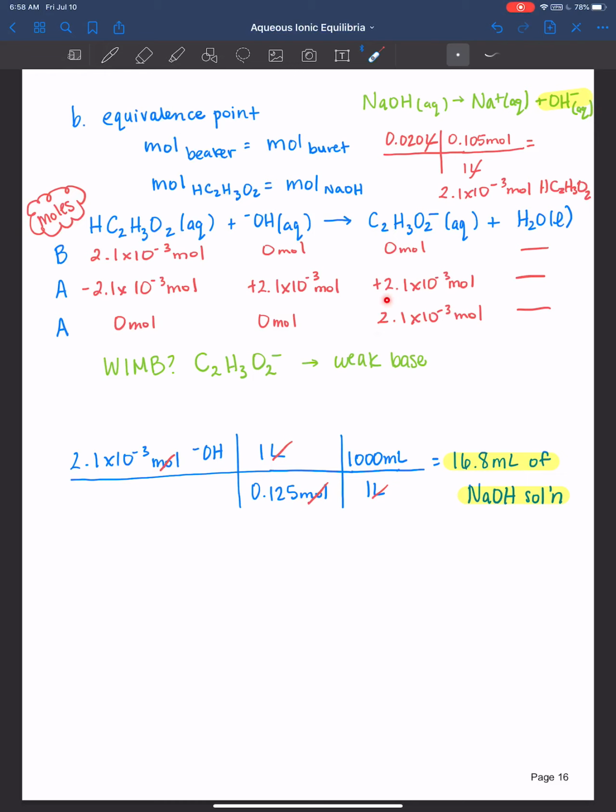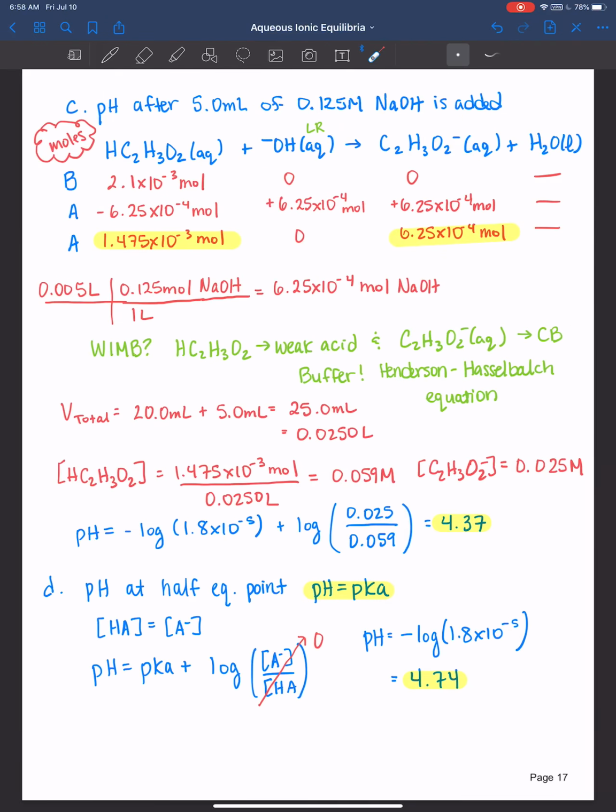All we have is the acetate, which is a weak base. So it's important to recognize that at the equivalence point, I have a weak base, then I need to do a weak base equilibria. And we need to also work in molarity here. And so the total volume here.